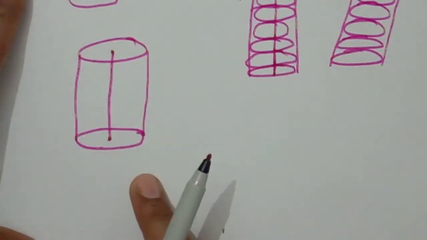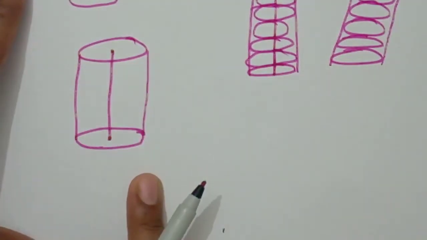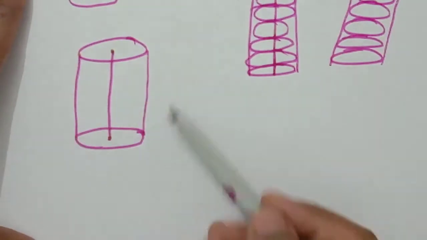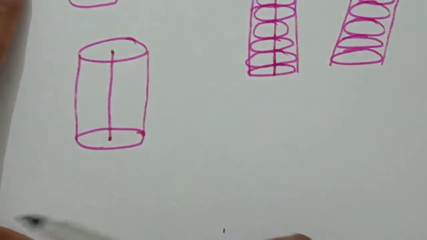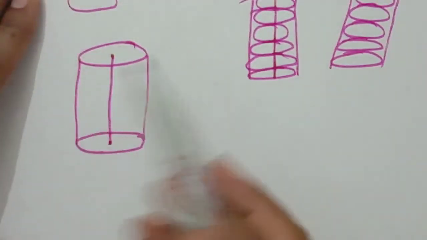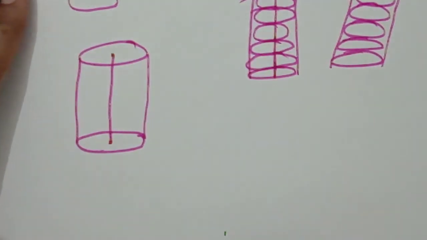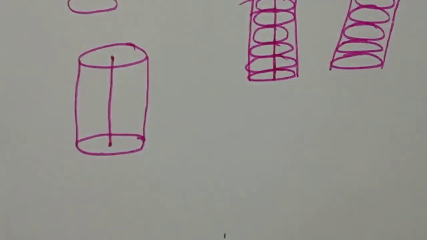So what is the definition of the cylinder? A solid figure generated by the revolution of a rectangle about one of its sides is called a right circular cylinder. Now I know you are thinking, what did ma'am say, where is the rectangle, where is the revolution, and what about the revolution of the rectangle? So I will explain, wait.